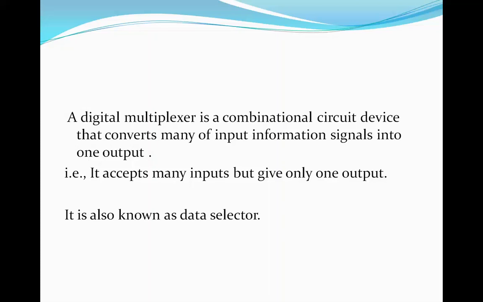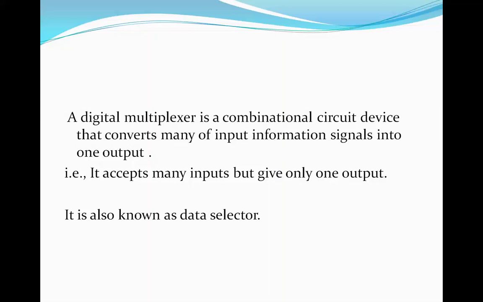Actually, in my previous videos I have already discussed that in digital electronics we can have two types of circuits. One of them is the sequential circuit and the other is the combinational circuit. Sequential circuits are those that possess memory, and combinational circuits do not possess memory, and the multiplexer is one type of that circuit. It accepts many inputs but gives only one output.